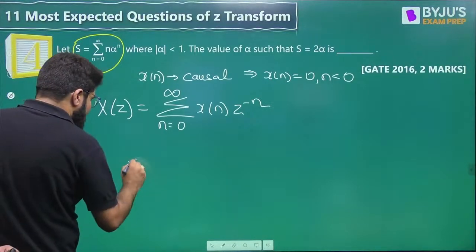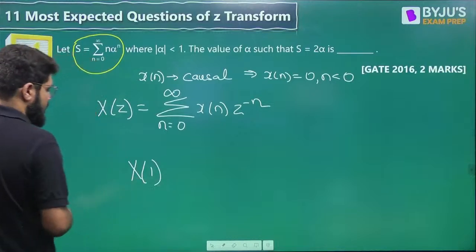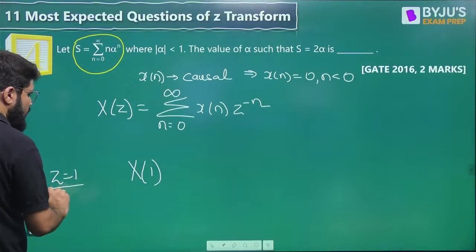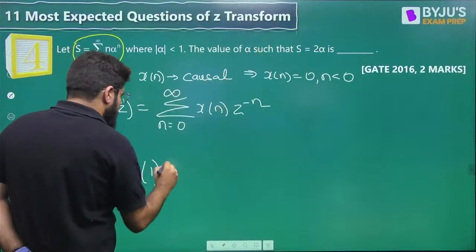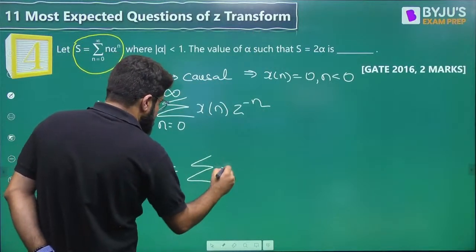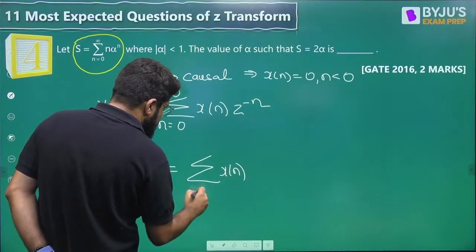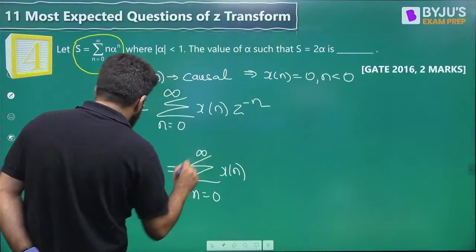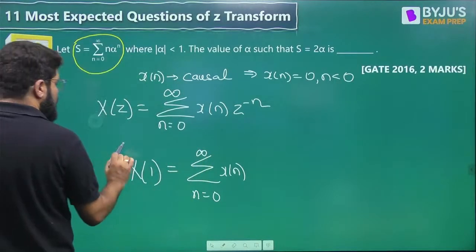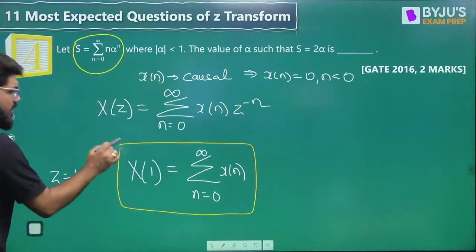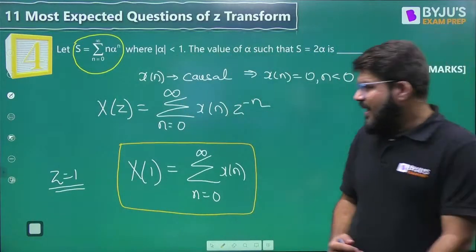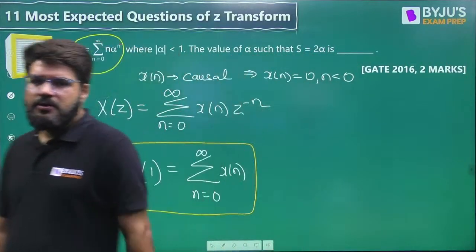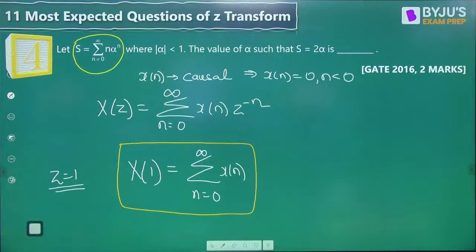So in that case, when you put z equal to 1, 1 power anything is 1. You get summation of xn. So Z transform can also be used to simplify the series. Summation of 0 to infinity xn can be X of 1, the value of the Z transform at z equal to 1.